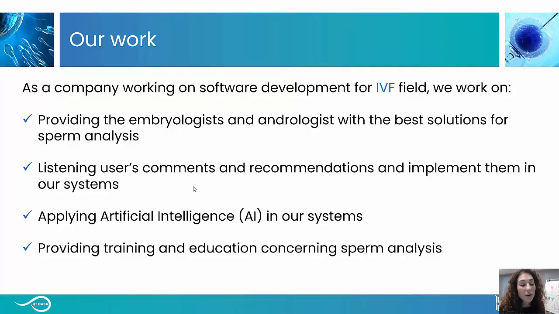And this is one of the reasons why we keep developing new versions of the software, because of the requests of the users. In addition, we apply artificial intelligence to our systems. We can see different techniques that are applied on the systems. For example, computer vision for some modules such as motility and concentration, or DNA fragmentation. Then also machine learning is used in vitality or leukocytes analysis, and deep learning is also another technique that is used. And last but not least, we also provide training and education concerning sperm assessment.